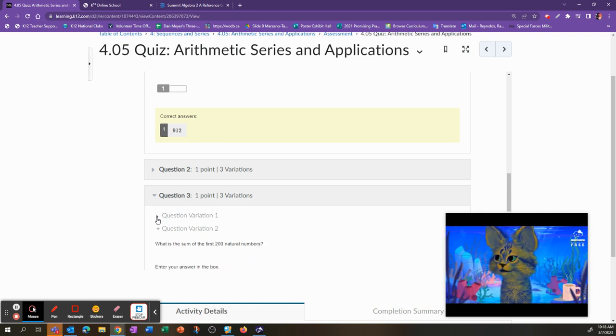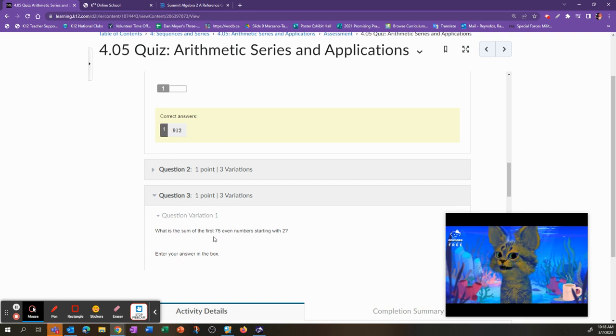Wow, 50 natural numbers, 200 natural numbers. What is the sum of the first 75 even numbers starting with 2? All right, so we need to look at what these words mean. Even numbers, we're starting at 2: 2, 4, 6, 8. Who do we appreciate, right?